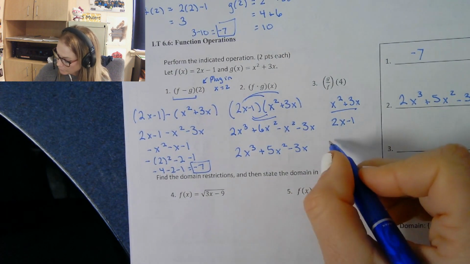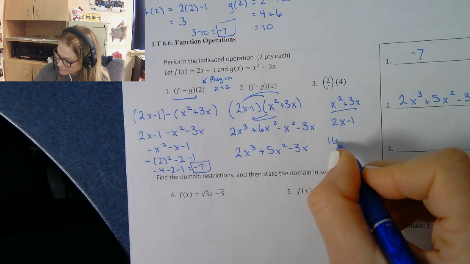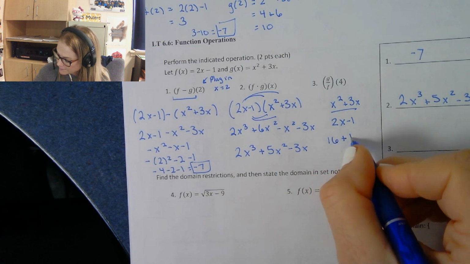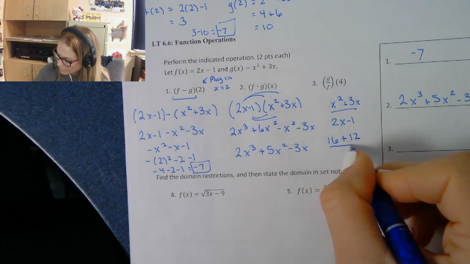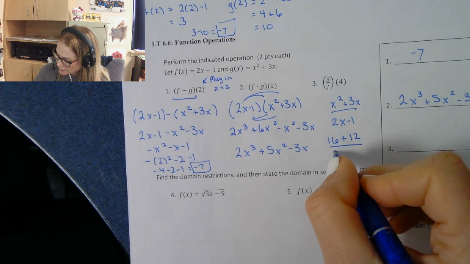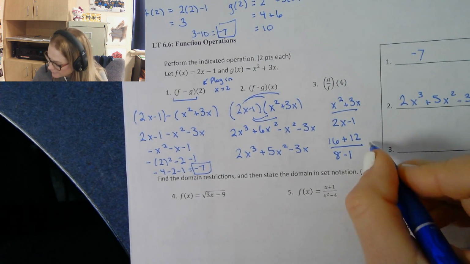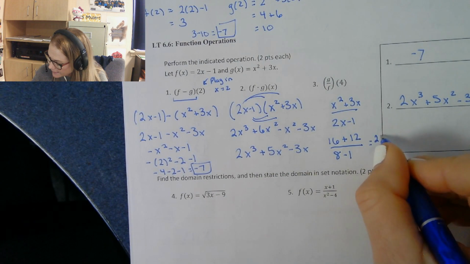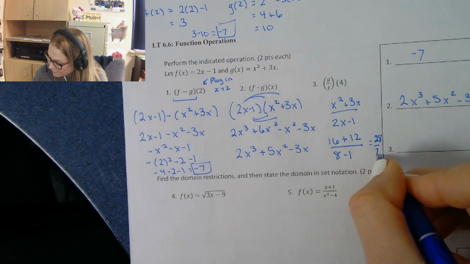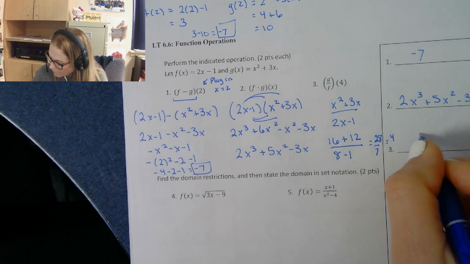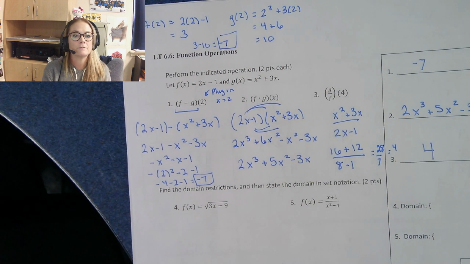So that'll be 4 squared, which is 16, 3 times 4, which is 12, 2 times 4, which is 8, and minus 1. Okay, so this is 28 over 7, which is 4. So that result is 4.